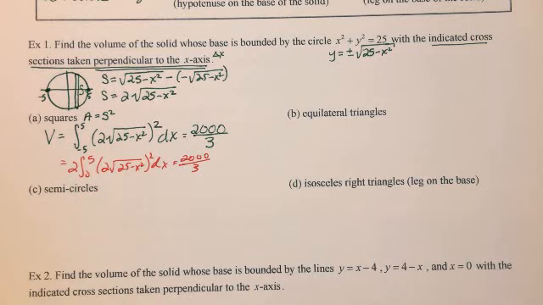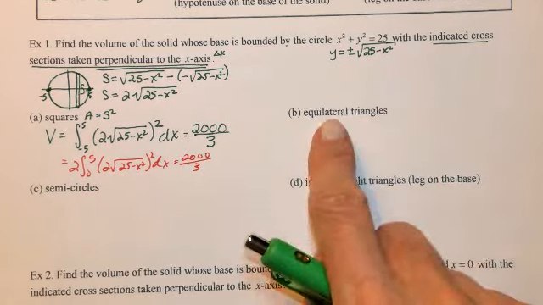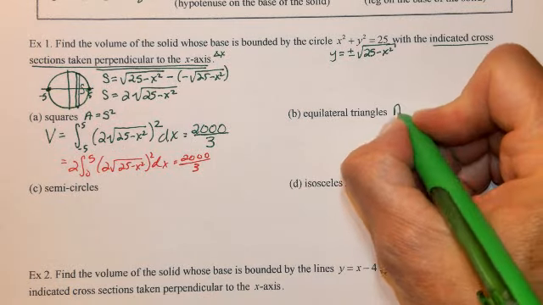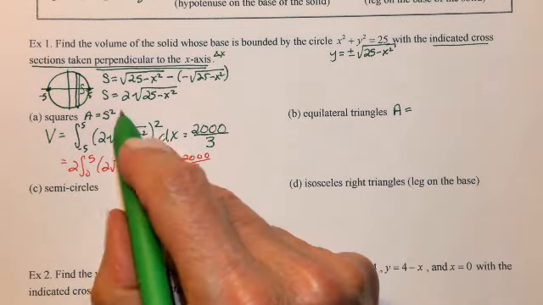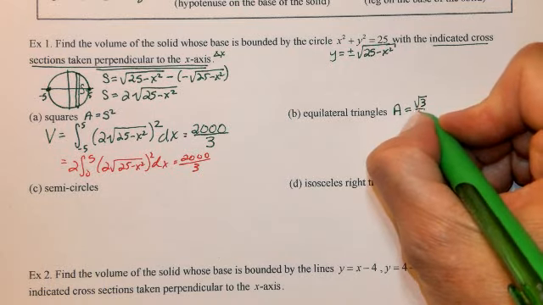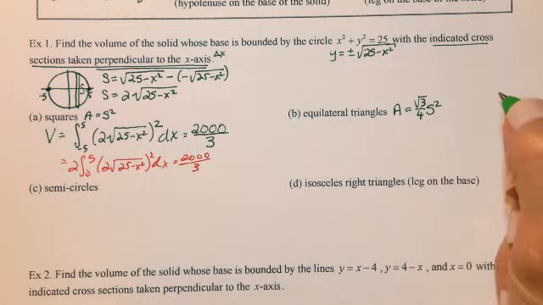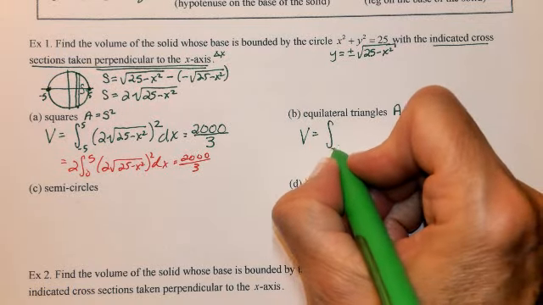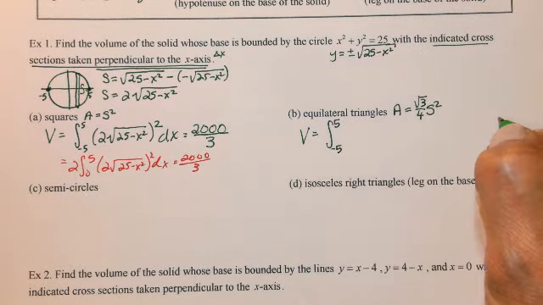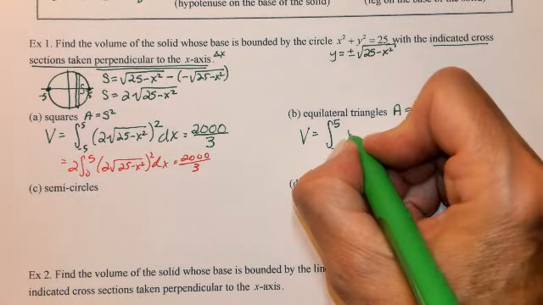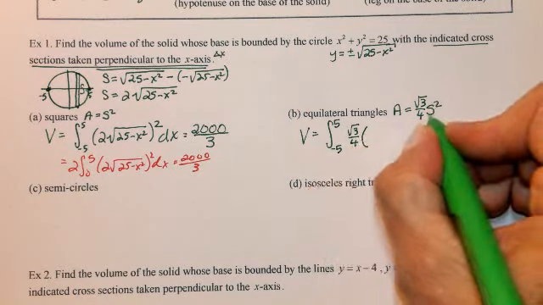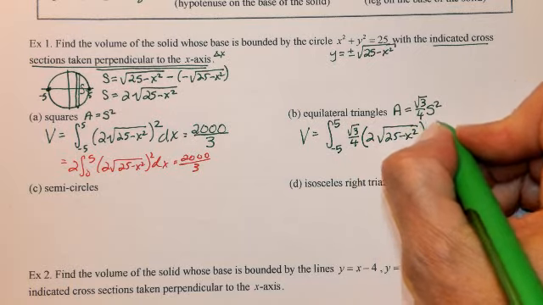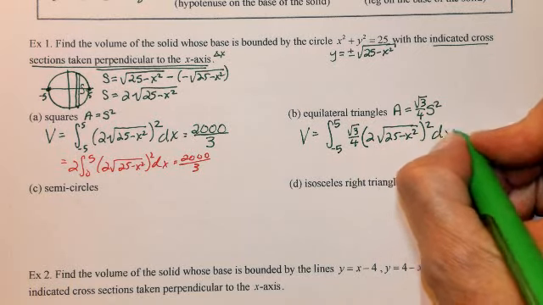Next up, what if our cross sections now are equilateral triangles? So what is the area of an equilateral triangle in terms of its side? That's our square root of 3 over 4 side squared. So the volume will be the integral from leftmost x to rightmost x of the area. S is our 2 times this, and then we square s. We only square s dx.